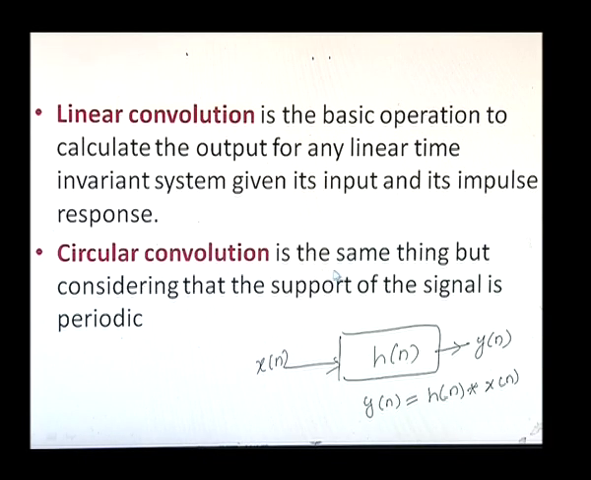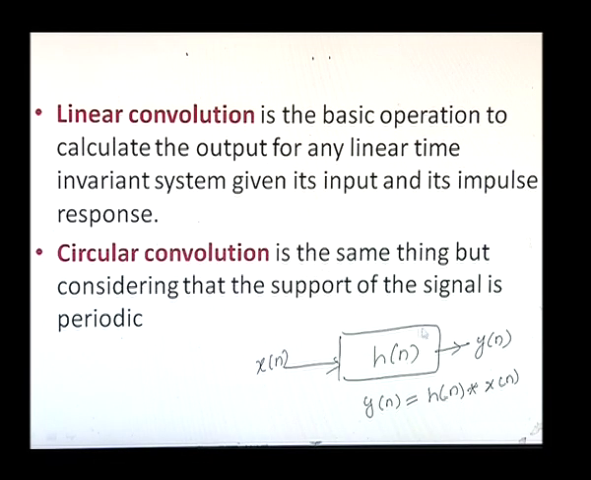Circular convolution is the same thing, but considering that the support of the signal is periodic. Here also we are giving the x of n input signal to the impulse system, which is our linear time invariant system h of n, and we are getting the output y of n, but the x of n signal is a periodic signal.